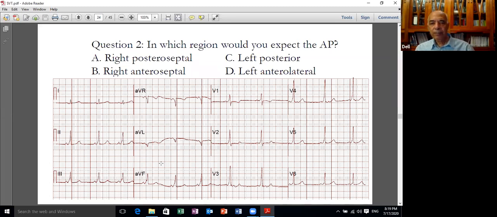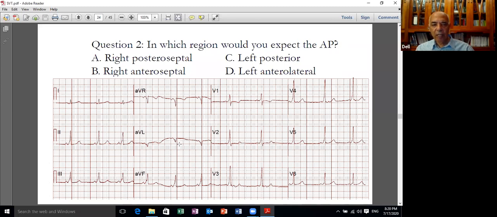Now, if you look here, V1, it's positive. So if V1 is positive, it must be from the left side of the heart, from the left ventricle. So it's located on the left side. Is it superior or inferior? Look at the inferior leads, and in the inferior leads, it is positive here. So as a result of that, it's on the left side, but it's anterior.